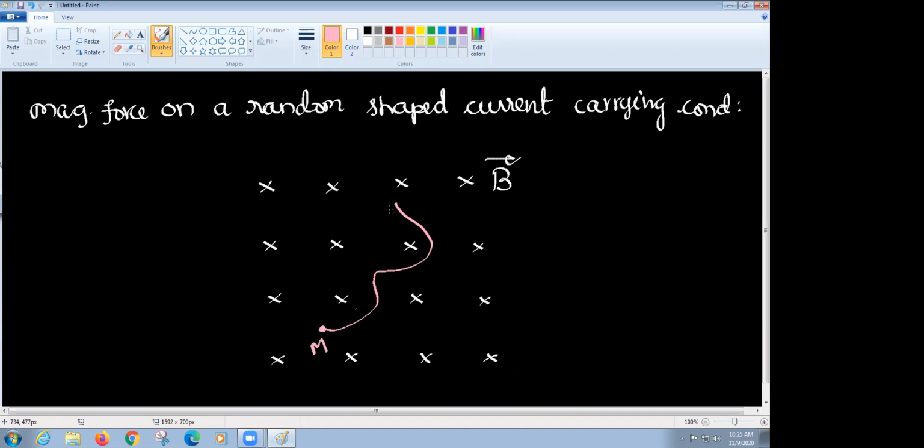Let me take two ends, M and N. This fellow is carrying some current, say I. Now it is having some length. How do I take the length? The length in this case I'll take as a displacement quantity, displacement from M to N.